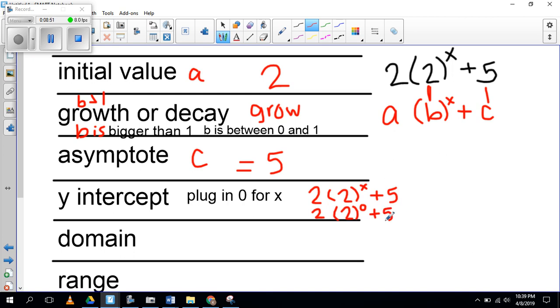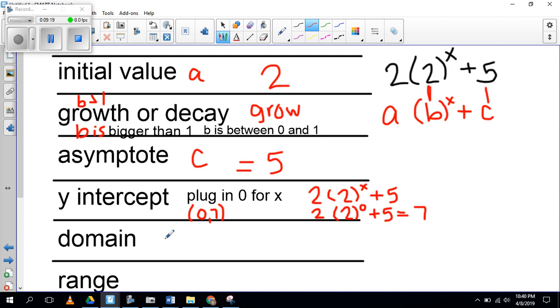And guys, if we go back to our other unit, we know anything to the 0 power is 1. It is not 0. But just plug this into your calculator and you should get 7. So our y-intercept, and the way we write our y-intercept, we put our x as 0. That's your first number. And then we put the y that we need. It's the second number. Okay?